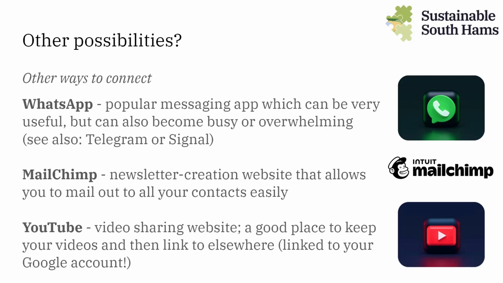I've also noted Telegram or Signal, which are alternative messaging platforms. And I believe the reason people use those in particular at the moment is because WhatsApp is owned by Facebook, and there's a feeling that Telegram or Signal are maybe a little bit more private and secure.